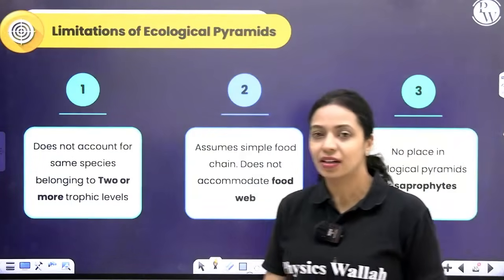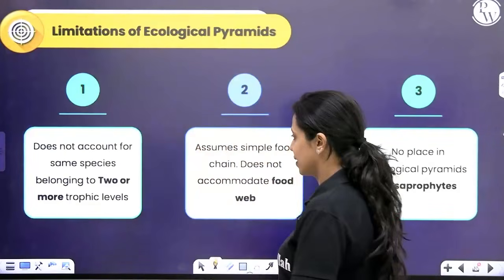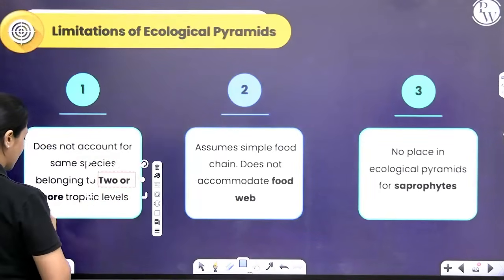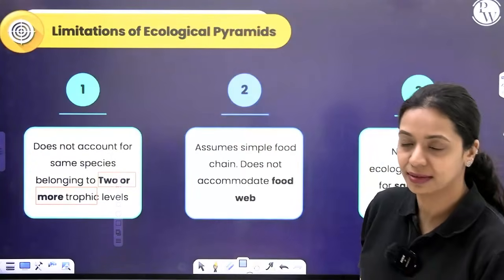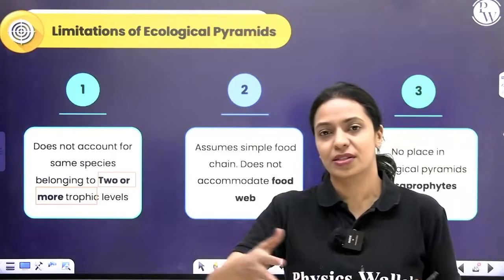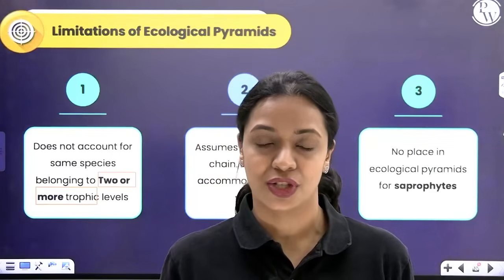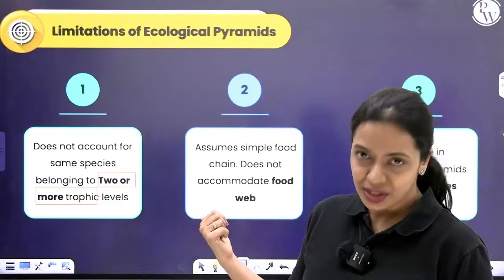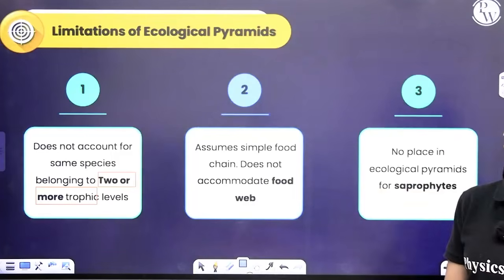Are there any disadvantages of these ecological pyramids? Yes, there are 3 limitations. The first one is that if there is any organism, any species that belongs to 2 or more trophic levels, like the sparrow that I mentioned, they are not given any place here. They are not taken into account. Secondly, these ecological pyramids assume a simple food chain, but in nature, it's not a simple food chain. Many food chains are interconnected and form a network or a food web. So it is oversimplified in ecological pyramids because it does not accommodate a food web.